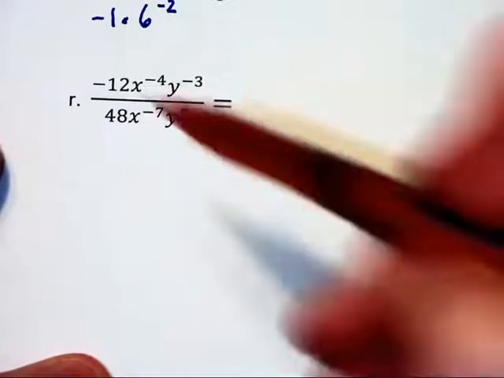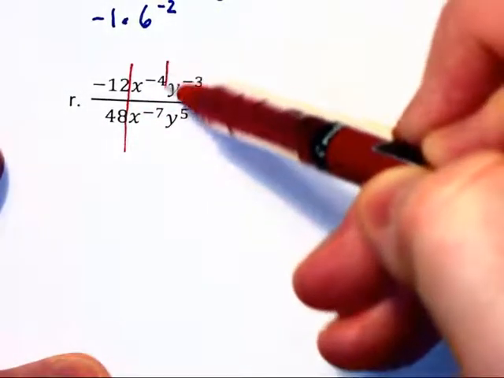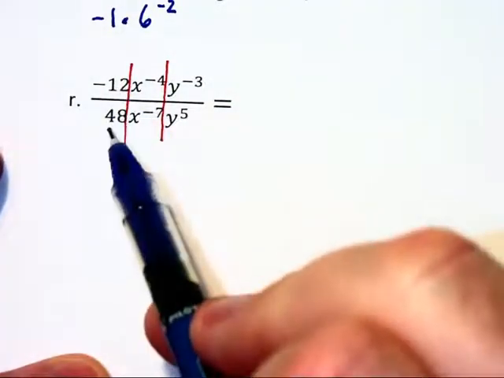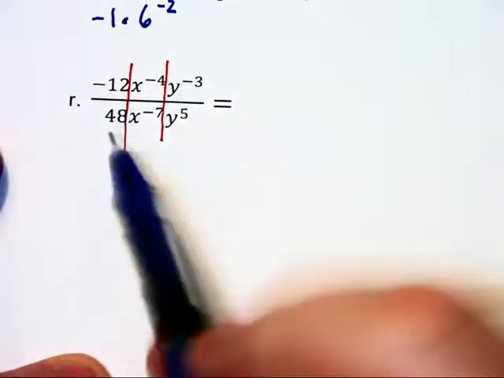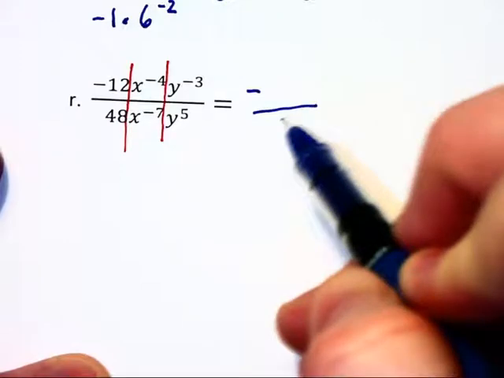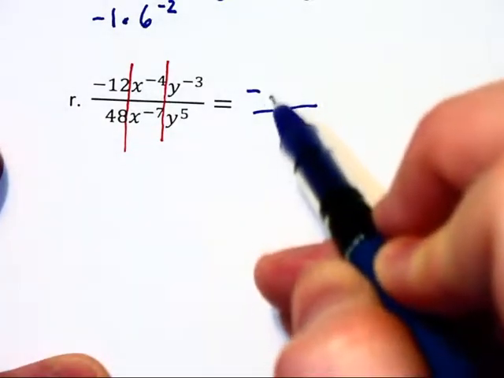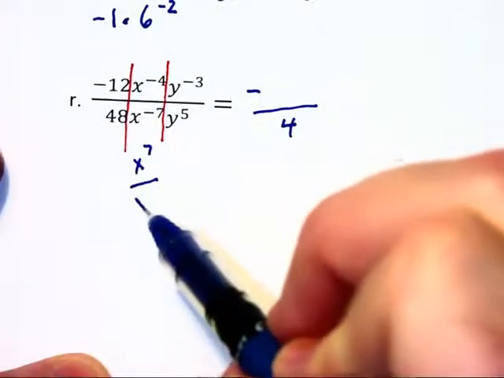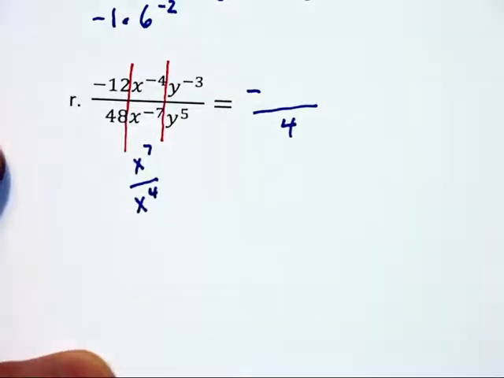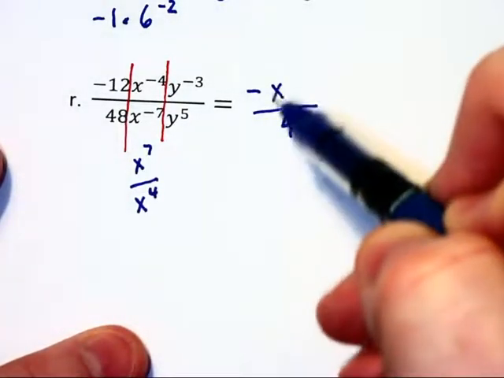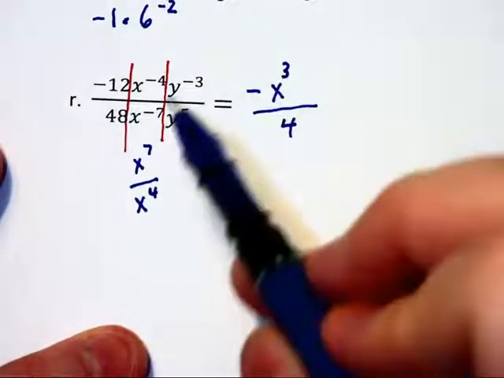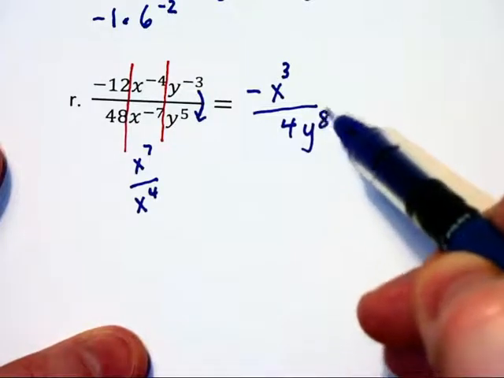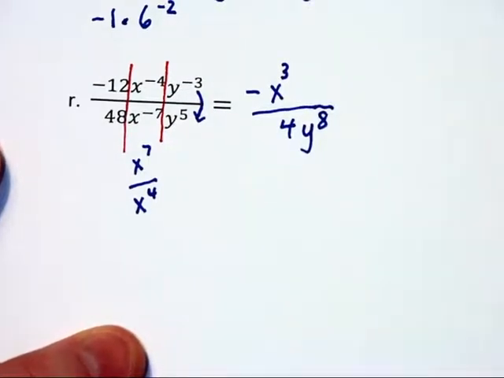For problem R, we will again consider this to be 3 separate problems. With the coefficients, don't think of that negative 12 saying, oh, move that down to the denominator. That's a property of exponents. This is just a division problem, and we get negative 1/4. Now I won't put the 1 here because we don't usually write the 1's. With the x's, I'm going to have x to the 7th going upstairs and x to the 4th going downstairs, and then I can subtract getting x to the 3rd, which will stay up in the numerator because it's positive. With the y's, the 3 y's come down below, joining the 5, giving you y to the 8th in the denominator, and that would then be the simplified expression.